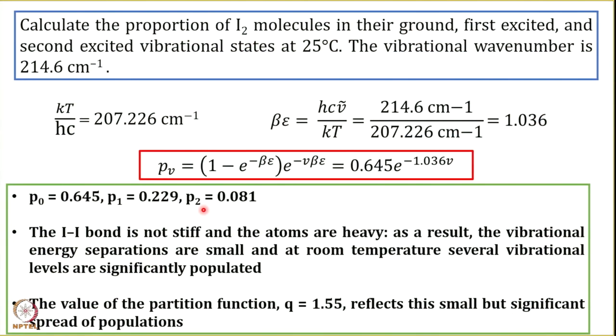So what you notice here is that p0, p1, p2, as the levels increase, the ground state to first excited state to second excited state, the fractional population at a given temperature is decreasing.